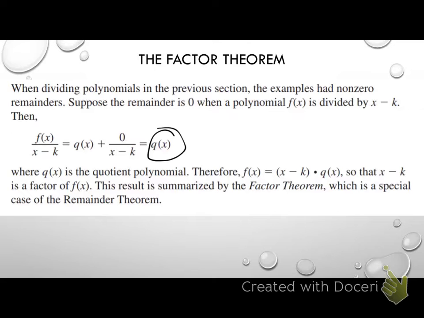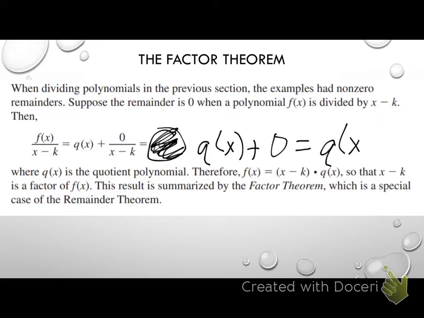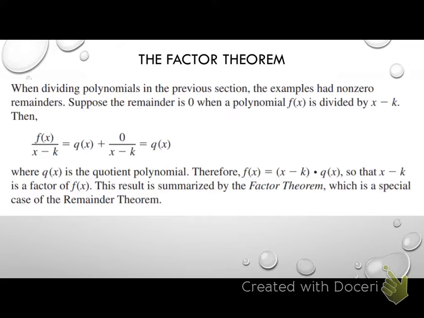Yes. So this is just showing that if I have 0, so don't worry about this for right now. If I have 0 over anything, whether it's just a number or a polynomial, what do I get? 0. So that would equal q of x plus 0, right? And then q of x plus 0 would just give me q of x. So that's what that is saying right there. So that q of x is the same all the way throughout. Okay? Is that what you're asking? Yes.